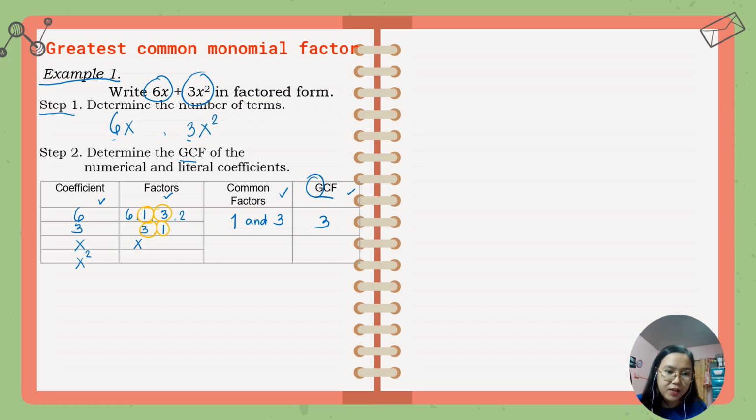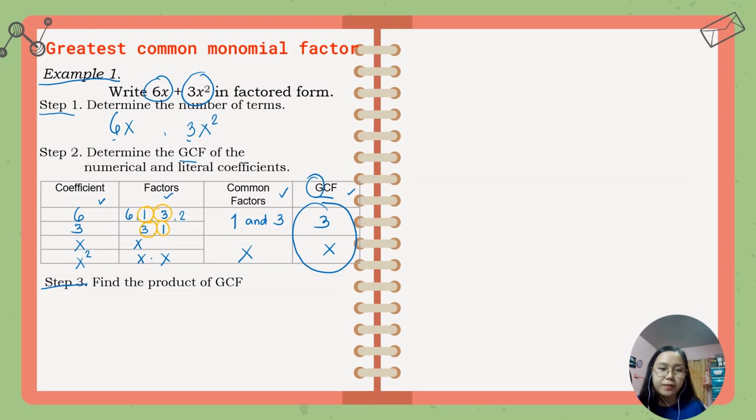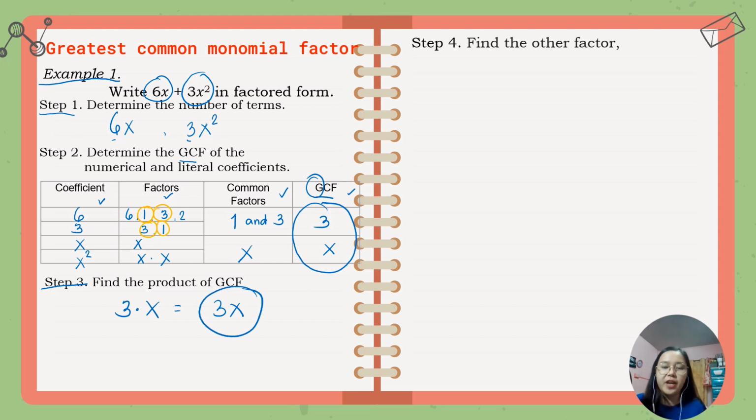And here, x times 1 and x times x. Common factor, of course, x. GCF, isa lang siya. Just write x. Then, step 3 na tayo. Find the product of GCF. So, we need to multiply here. 3 times x is equal to 3x. Therefore, the GCF is 3x.